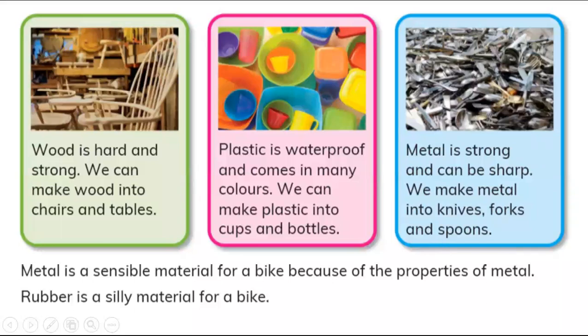Okay, let's talk about the wood. Can you see the wood in this picture? So what is the property of wood? Wood is hard. Wood is hard. It is not soft and it is strong. We can make wood into chairs and tables. Can you see this picture? This chair is made of wood.